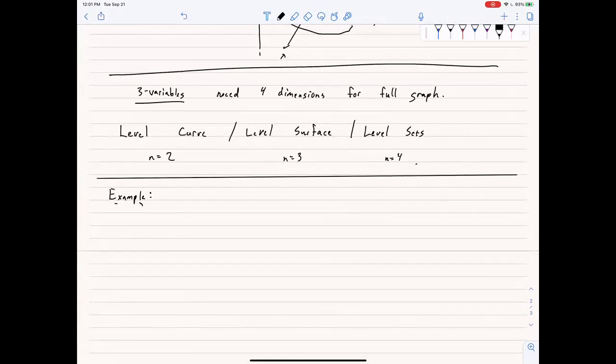So let's say you look at the following function. So consider f of x, y equaling x squared plus y squared.